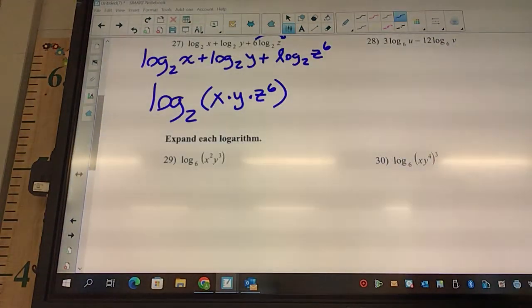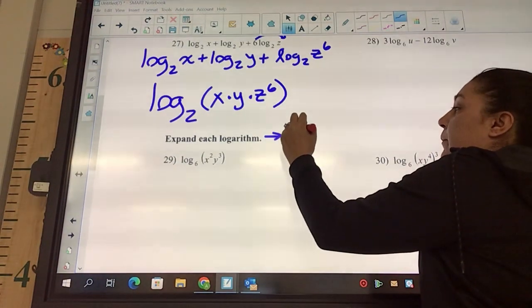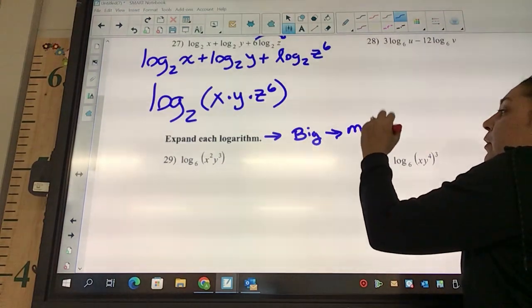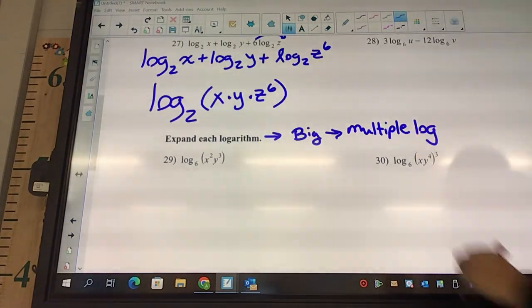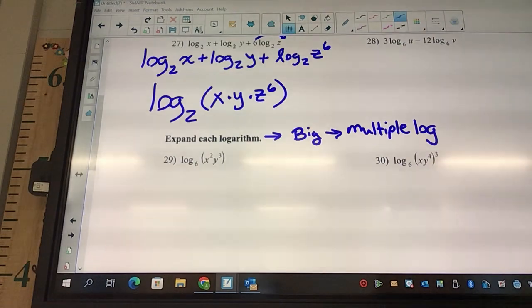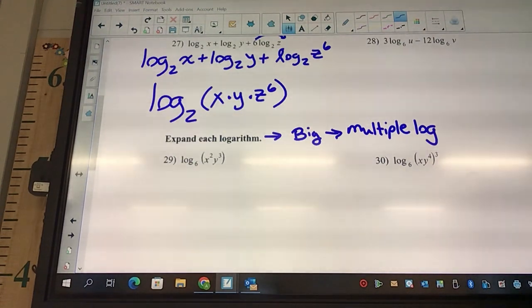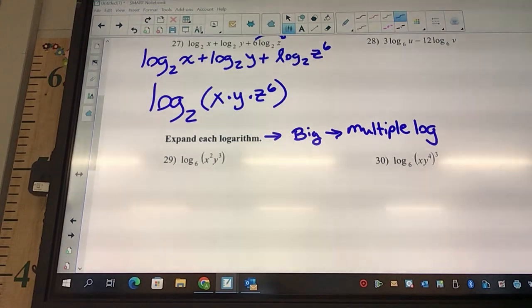What does expand mean? Make them bigger. Bigger, okay? So this is gonna be stretched out, okay? And instead of a single log, we want multiple logs. Okay, the other one they want a single log, this one they want multiple logs. Okay, so what's gonna be our first thing we need to do? Do log. Log by the x and the y.